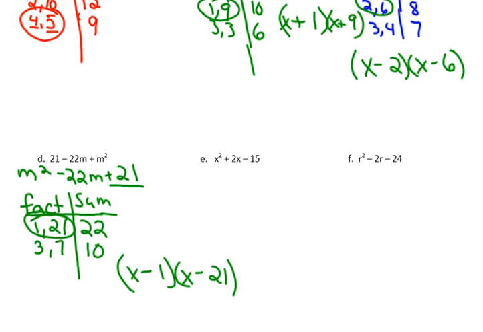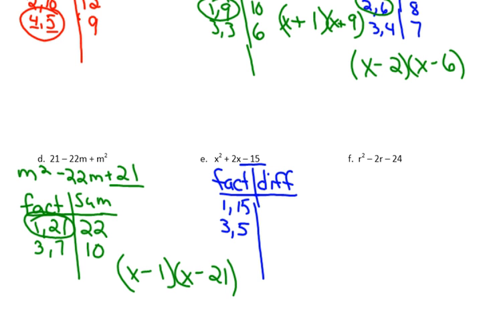Okay, let's try another one. This time we have factors of 15, but the sign in front tells me they have to subtract. So when I do my chart, I'm not going to have a sum, but I'm going to have a difference. So my factors of 15: 1 and 15, 3 and 5. I always do my difference so that they're positive. So 15 minus 1 is 14. 5 minus 3 is 2. Well, the problem tells me that they have to subtract to give me a 2.